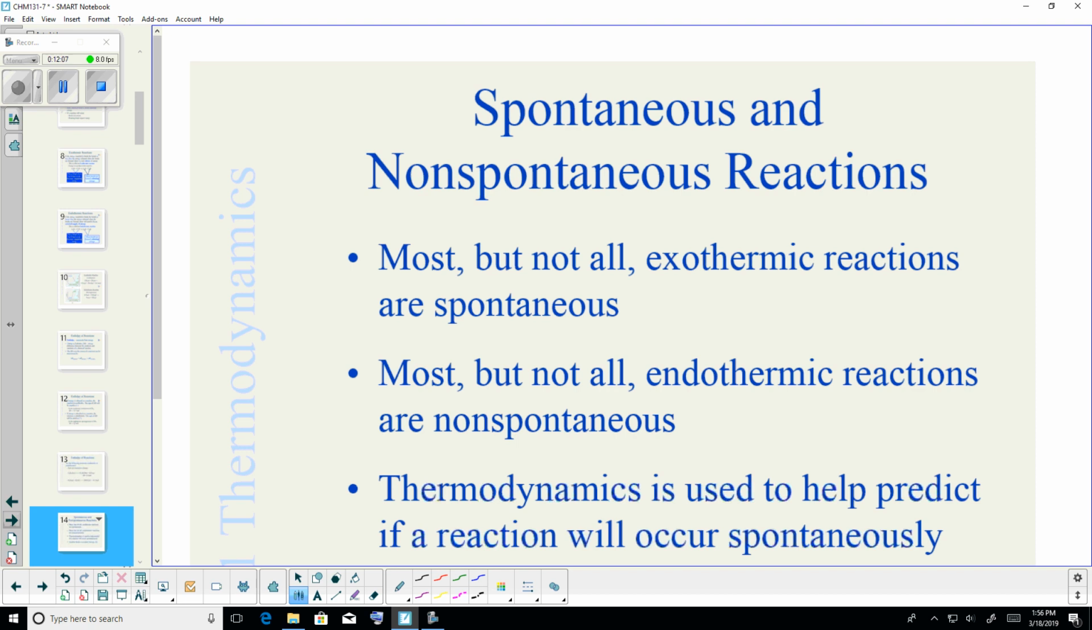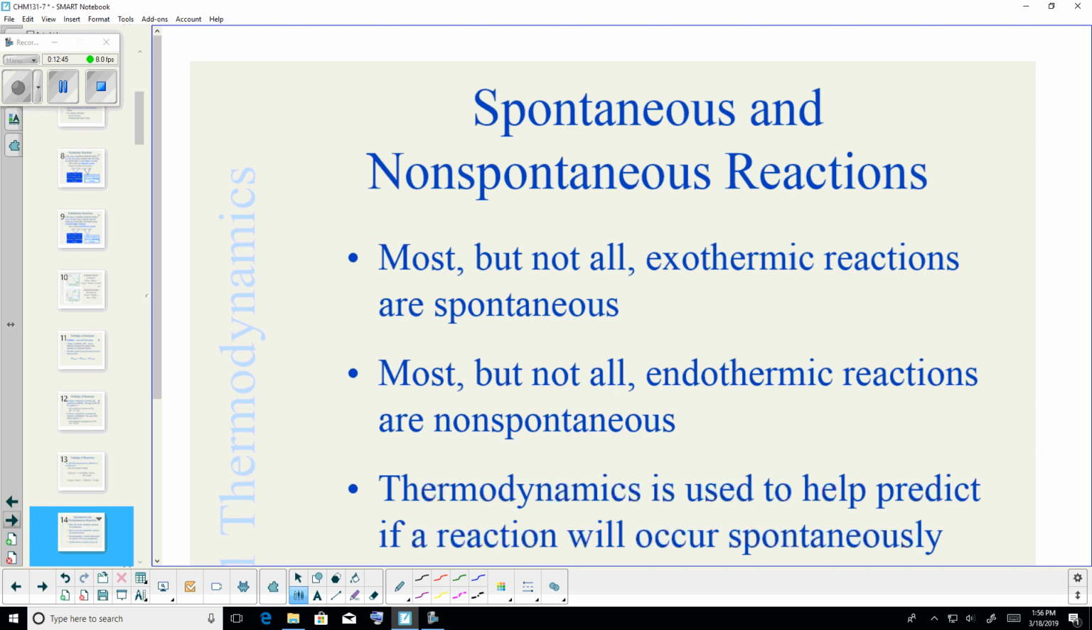Spontaneous and non-spontaneous reactions. Most, but not all, exothermic reactions are spontaneous. You saw when I threw the sodium in the water, that went just like that, produced the heat and the foam. That was spontaneous. If I throw a log on a fireplace, does it spontaneously burst into flames? No. Even though it's an exothermic reaction, you've got to do something first. So it's non-spontaneous. Most, but not all, endothermic reactions are non-spontaneous.